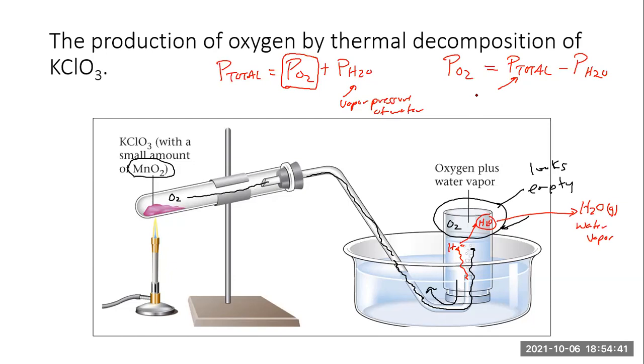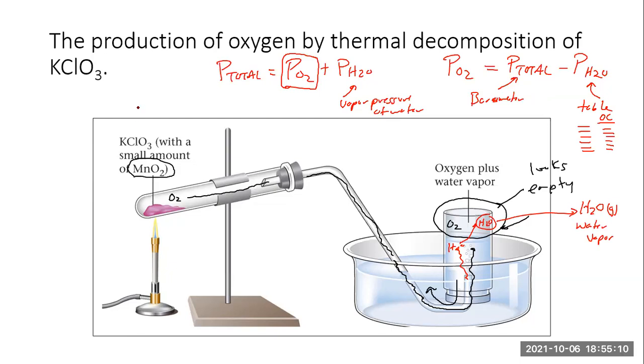In a laboratory, where does the total pressure come from? Well, you read the barometer. It's basically the room pressure there. Where does the vapor pressure of water come from? It comes from typically a table. So you can look up a table and find the vapor pressure of water at different temperatures. And you could subtract the two and you would get the pressure of, sometimes referred to as, the dry gas, the O2 in this particular case.